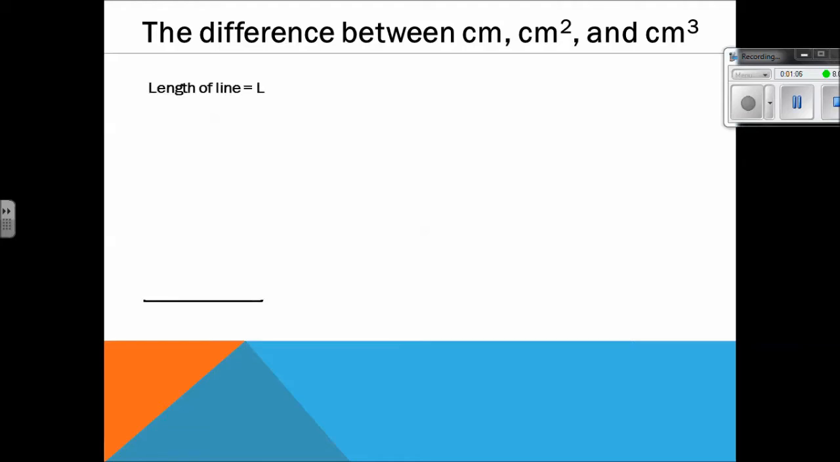Well, here's an example. If we have this line, and the line just has length of L, we can just say that that line is equal to x. So therefore, the length of the line is equal to x. That example is almost so simple that it's confusing. So let's take a look at what squared would mean.